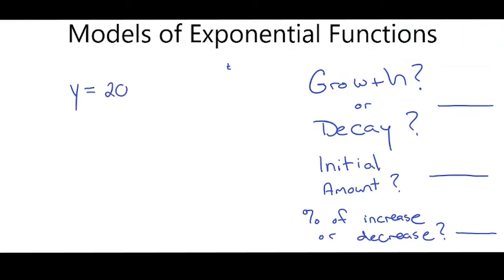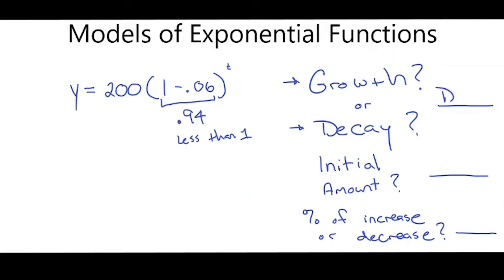Let's do another. Here I have y equals 200 times 1 minus 0.06. So first I need to ask, is it a growth function or a decay function? Well, I need to do some arithmetic on the inside of my parenthesis. When I punch that in a calculator, I'll do 1 minus 0.06, and that is 0.94. Well, that is less than 1. So it is a decay function.